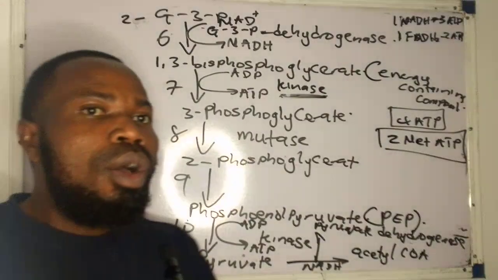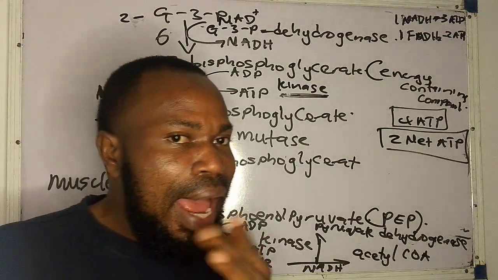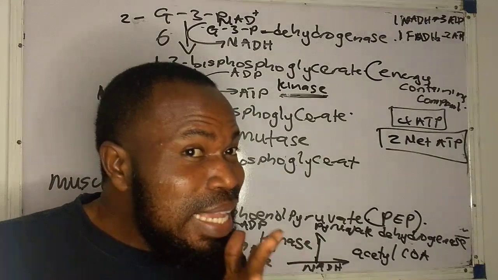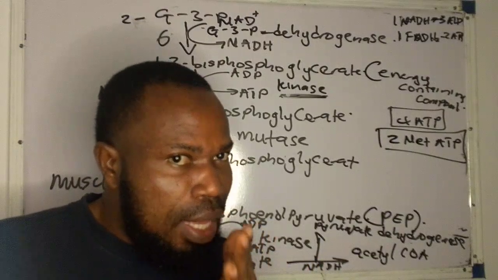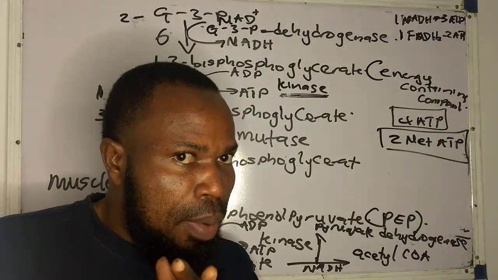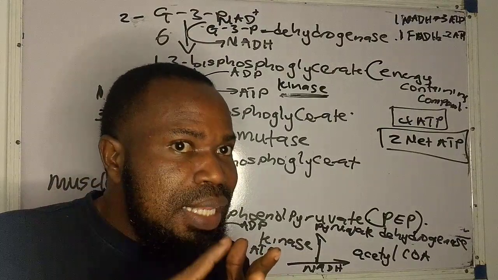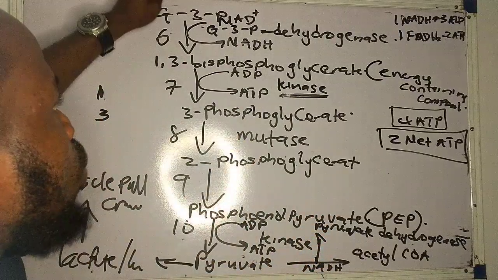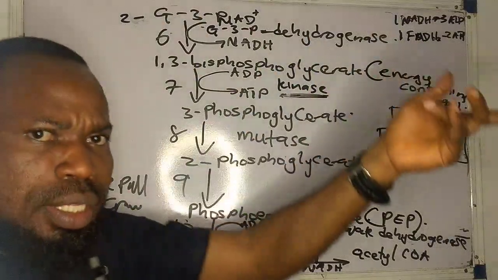Now remember, what can inhibit the pathway? ATP can inhibit the glycolytic pathway. Do not forget that. What can also inhibit the glycolytic pathway? A high amount of citrate can also inhibit it. Another thing that can inhibit the glycolytic pathway is a high amount of... sorry, a high amount of glucose stimulates the glycolytic pathway.